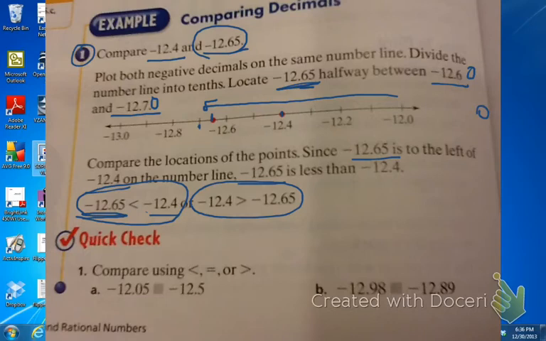So do this quick check, number one here, A and B, and then push play and see if you got it right. So A is negative 12 and 5/100ths, and then negative 12.5 or 12 and 5/10ths. You can put a 0 on the end of this if it would help you. And again, think of this as money. Which one are you in the hole more? Which one makes you have less money? The bigger the negative, the less it's worth.